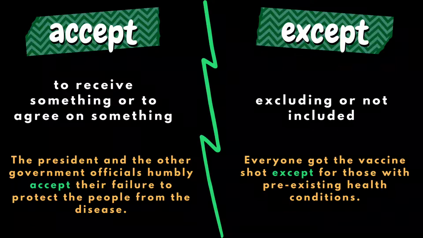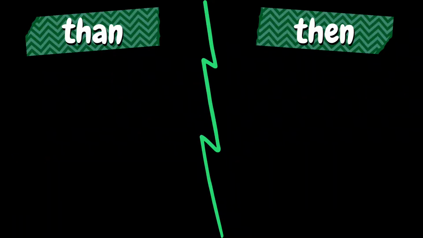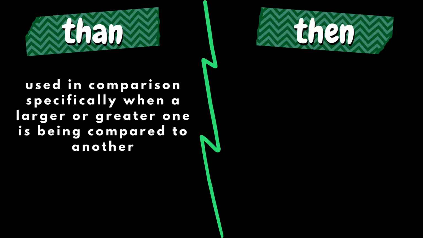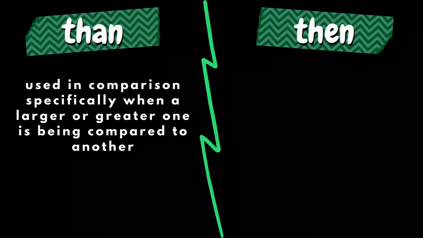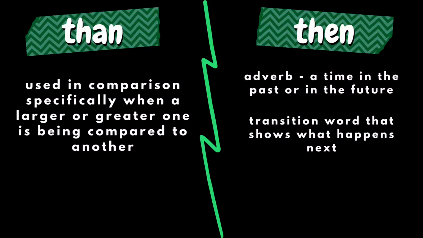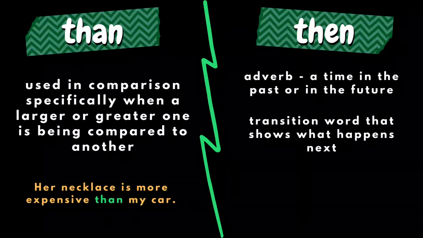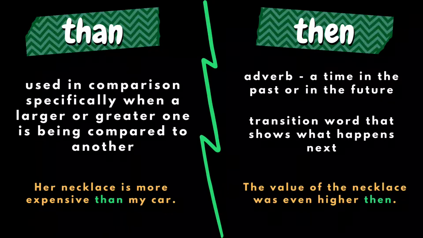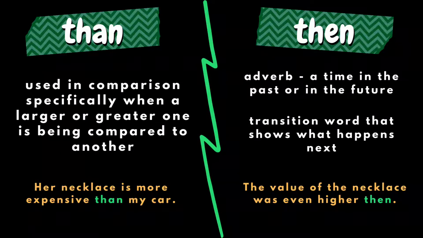The fifth pair is than and then. Than is a word used in comparison, specifically when a larger or greater one is being compared to another. Then may be an adverb that refers to a time in the past or in the future, or it may also be used as a transition word to show what happens next. Study these examples. Her necklace is more expensive than my car. The value of the necklace was even higher then.